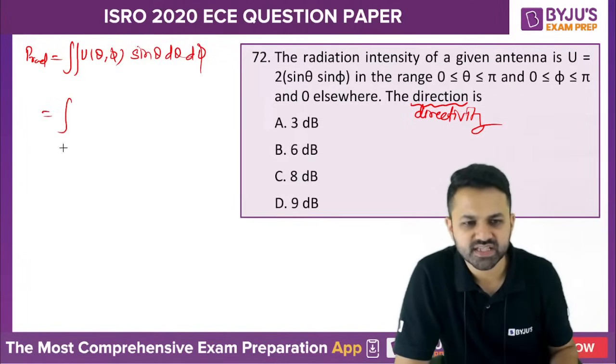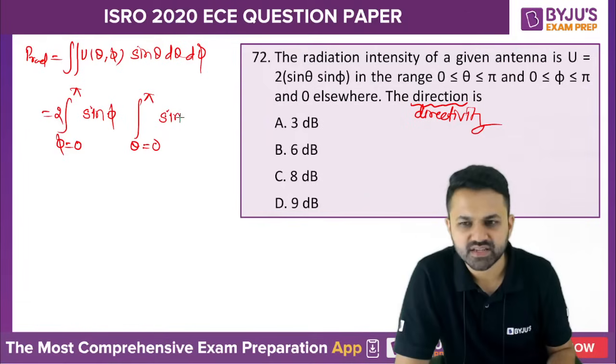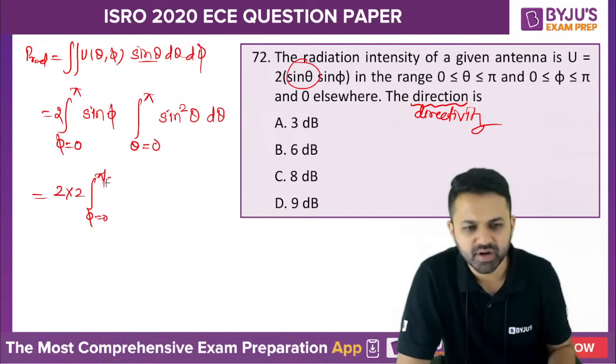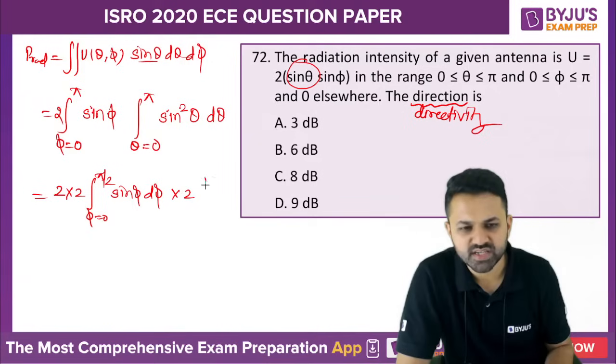Now because the range is given, phi is from 0 to pi, it is only sine phi, and 2 is a constant which is outside. Theta is also 0 to pi, and it is sine square theta, because sine theta is already given and here is also sine theta. So this is d theta. Now when you solve it, this is 2 into 2, phi equal to 0 to pi by 2 sine phi d phi, and this is also written as 2 times theta equal to 0 to pi by 2 sine square theta d theta.